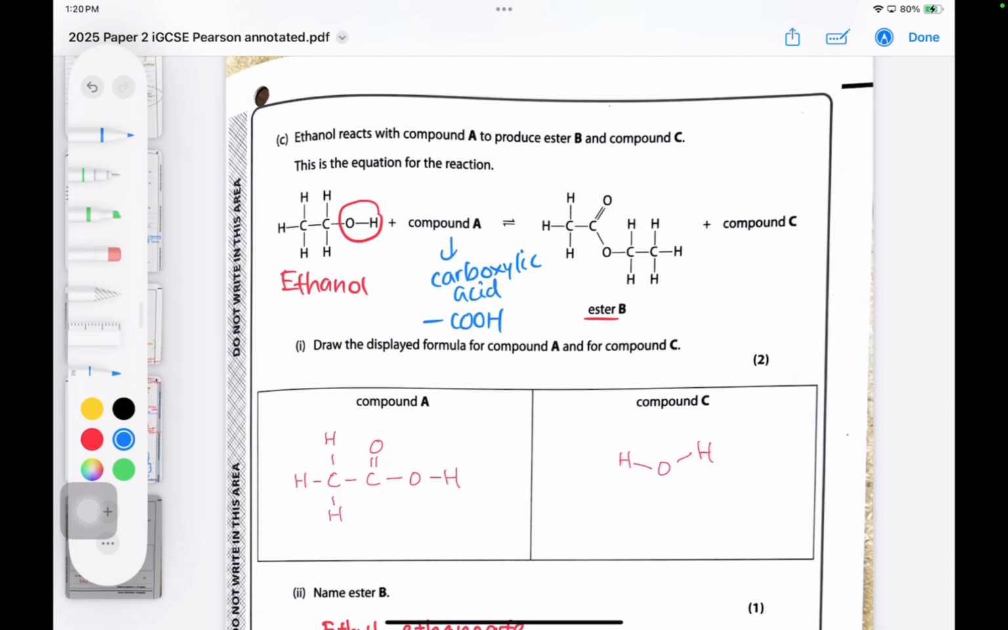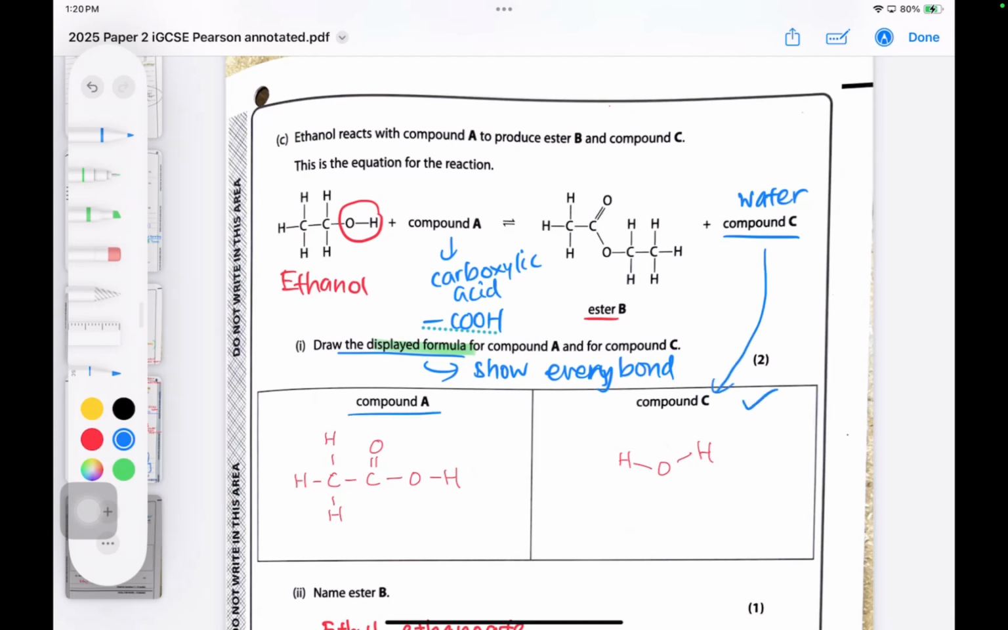So they are asking you to draw out compound A, draw the display formula. Just want to highlight display formula here means show every bond. That means you must show every line, okay? And you need to show compound C as well. During esterification, you have actually got a small molecule of water being formed. So most students will be able to get this.